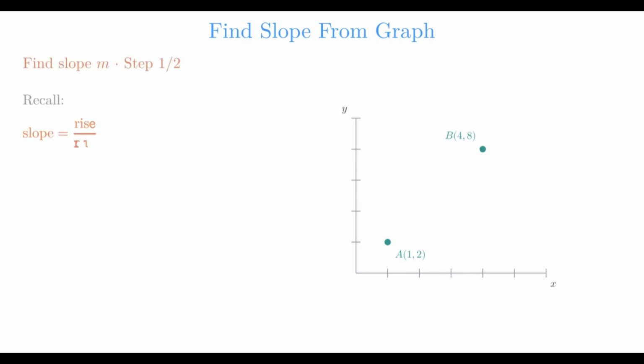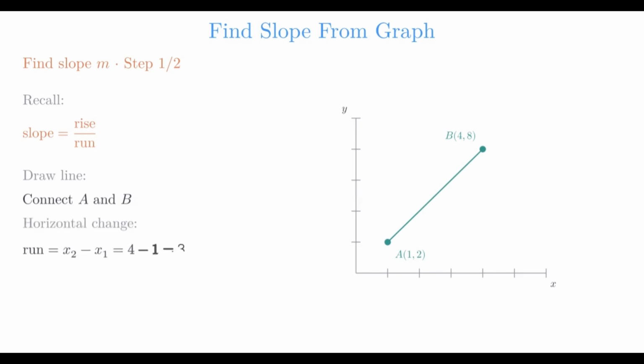Step 1. Slope equals rise over run. Connect points A and B with a straight line. The run is the horizontal change. From x equals 1 to x equals 4, that's 3. The rise is the vertical change. From y equals 2 to y equals 8, that's 6. Now divide rise by run to get the slope.